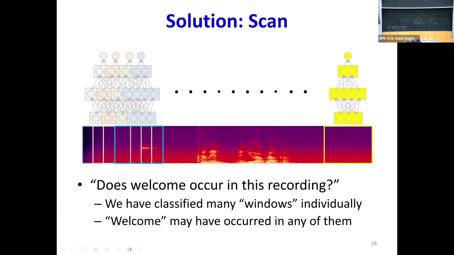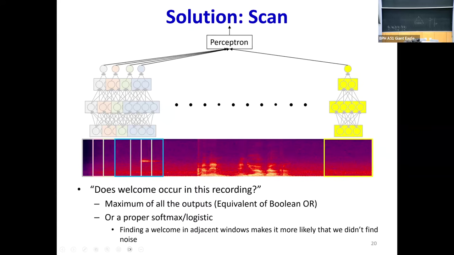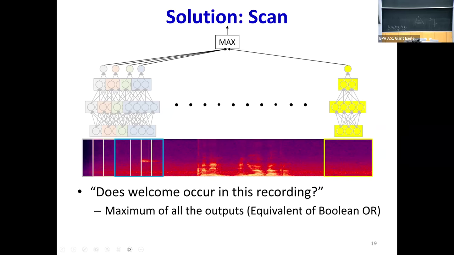I can just pick the largest, right? I can take the max, and if even one of the windows has the word welcome in it, the corresponding output is going to be large, close to one. And so the max value will be close to one. And so if the max is close to one, I know that the recording has the word welcome somewhere in it. Now, if the word welcome never occurs, then the maximum value is going to be small across all windows, right?